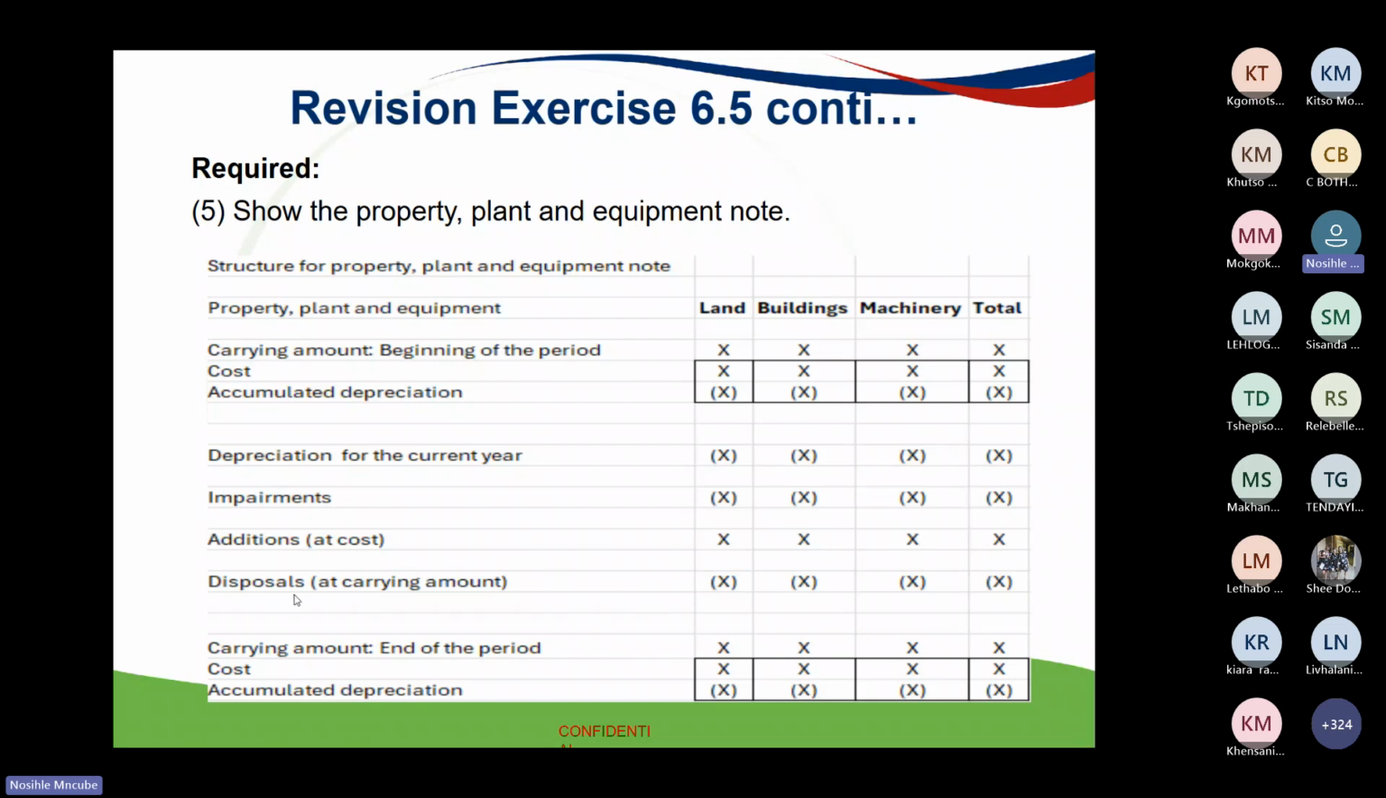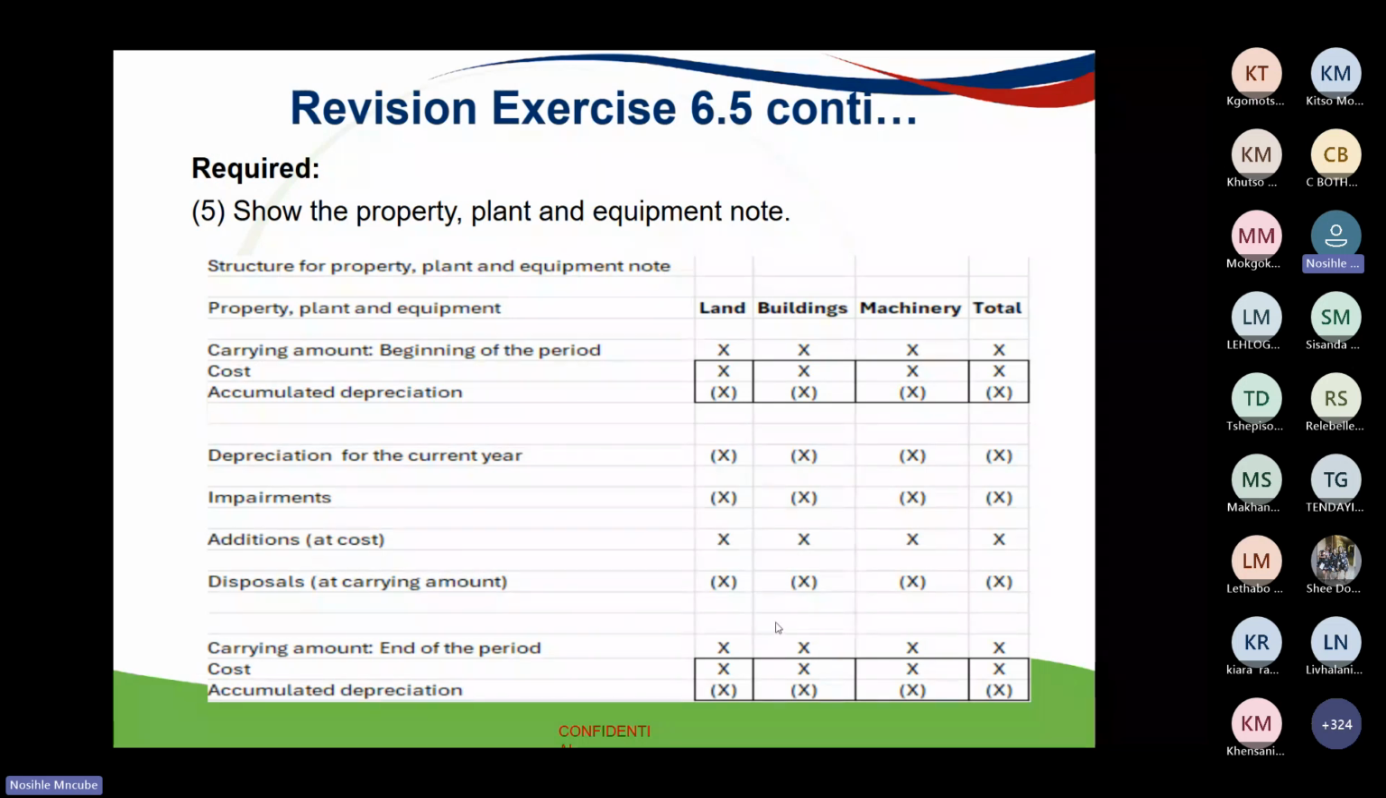And then disposals. You had a vehicle, and now you're deciding to sell it, so you no longer have it. You have to reduce your books to indicate that you no longer have that particular vehicle. Even then, you have to have the carrying amount at the end of the period, the same thing: the cost, and then the accumulated depreciation, so you're adding that depreciation as well.